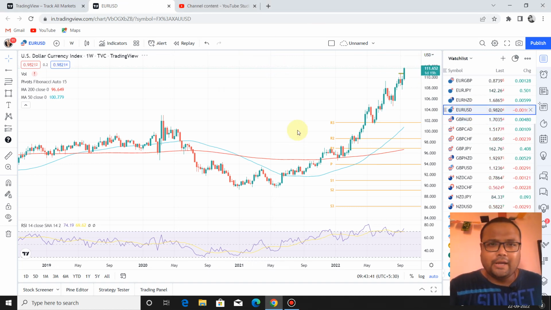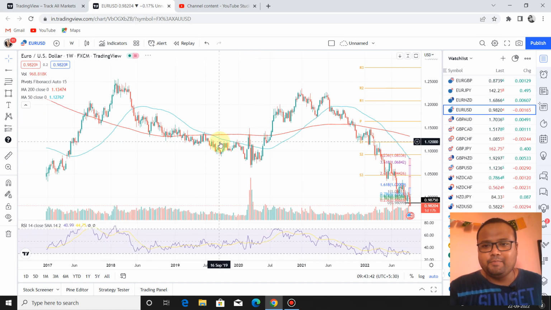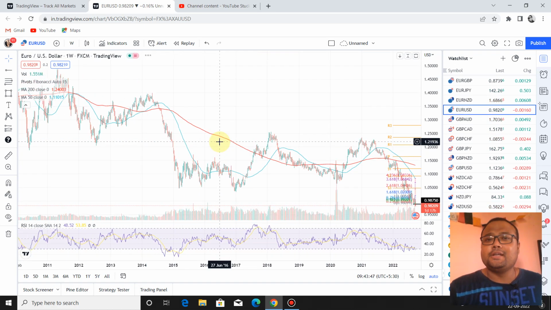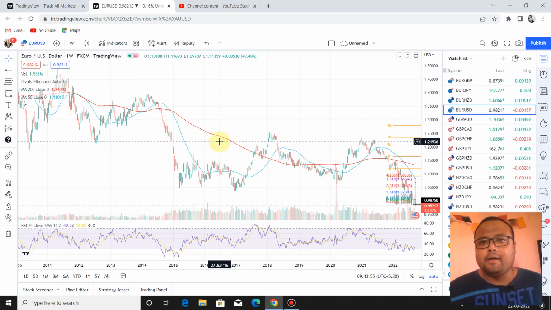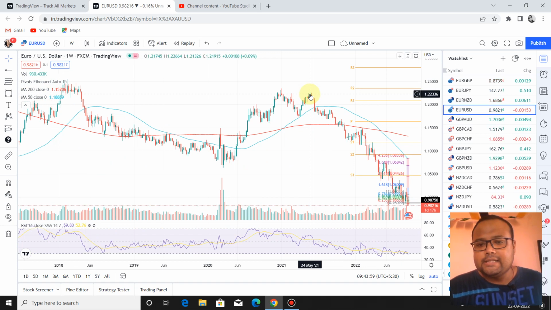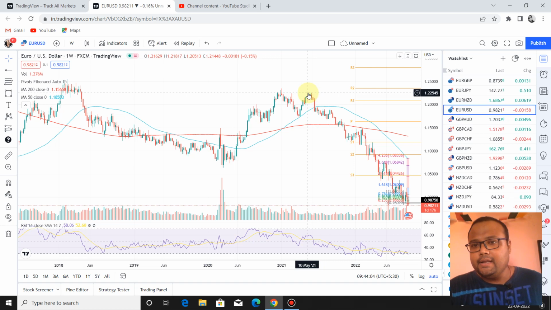Now let's have a look at Euro USD, Euro dollar. And just the opposite. On the chart of Euro USD, we do not have any support, while on the chart of DXY, we do not have any resistance. Here we don't have any support right now. There is a free fall going on in Euro USD. We can see that since May last year, there is a free fall on the chart of Euro USD.